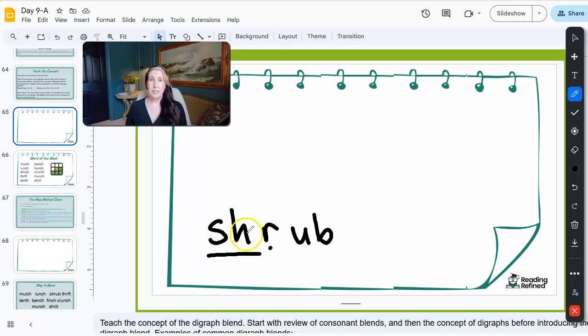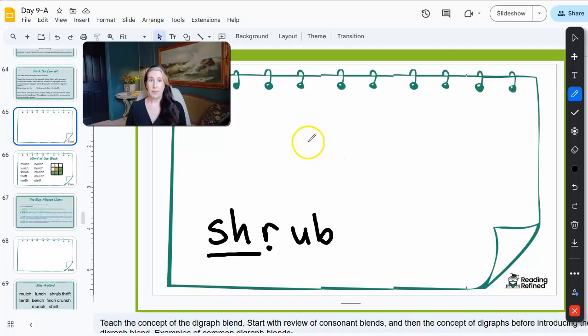So the reason that we are calling attention to this and we call it a digraph blend is because similar to a consonant blend, this consonant that follows the digraph is so close to the digraph that they kind of blend together a little bit. Still, we can distinguish the different sounds, but they blend together enough that, again, it is difficult to distinguish the individual sounds.